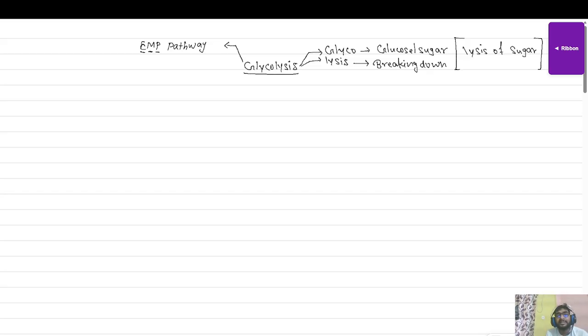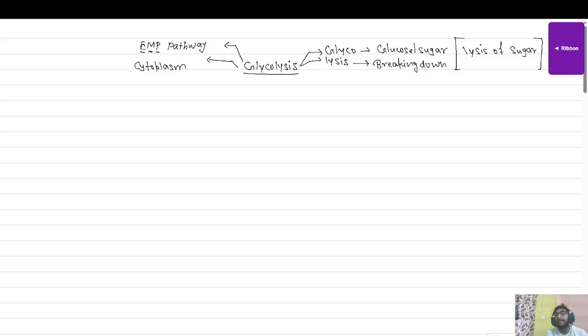What is the second point regarding glycolysis? The second point is where glycolysis occurs. It occurs in the cytoplasm of all cells, irrespective of whether the cell is prokaryotic or eukaryotic.